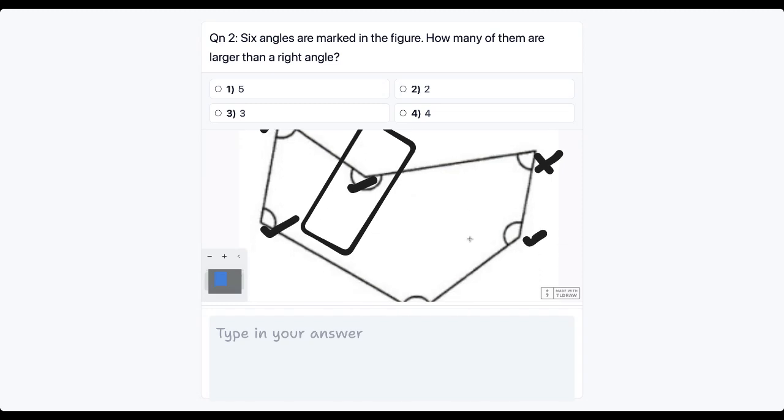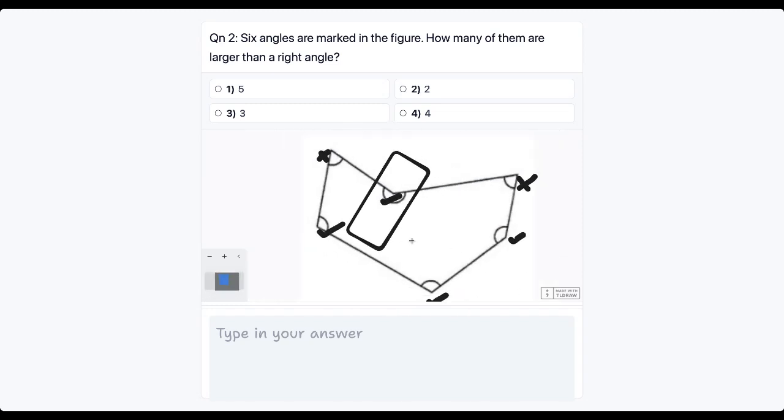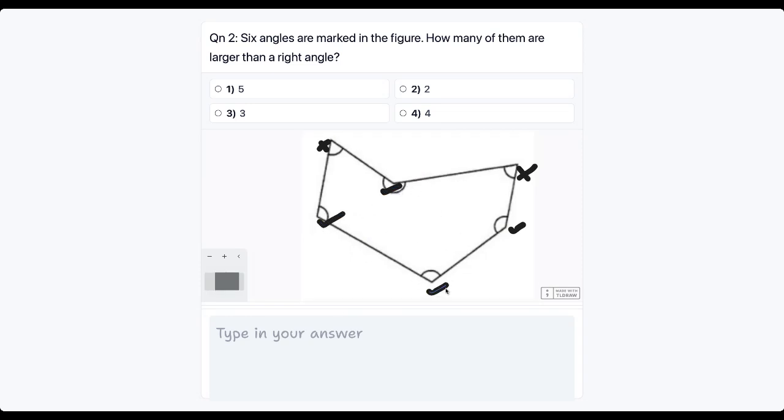So therefore, if we zoom out over here, you'll see that there is 1, 2, 3, and 4. So there are 4 angles bigger than a right angle. A right angle is 90 degrees. All right, so let's move on to the next question.